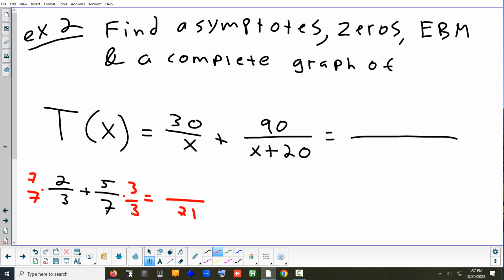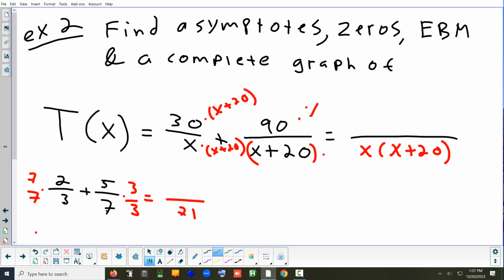So we're going to do exactly the same thing here. The common denominator is going to be x times x plus 20, just like 3 times 7. And then the top and the bottom of the left fraction would get multiplied by what? X plus 20. And the top and the bottom of the right fraction would get multiplied by x. Okay, so the bottom is done. It's x times x plus 20.